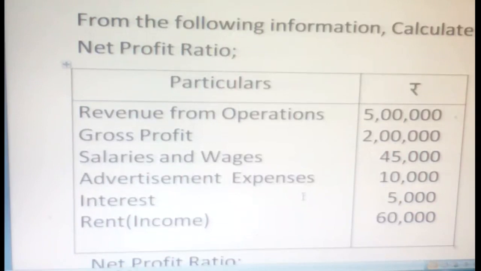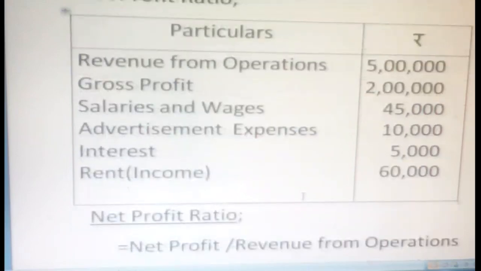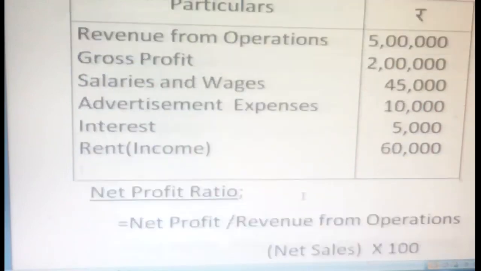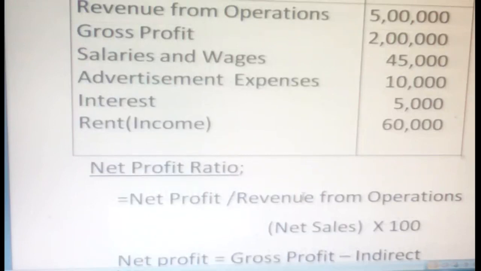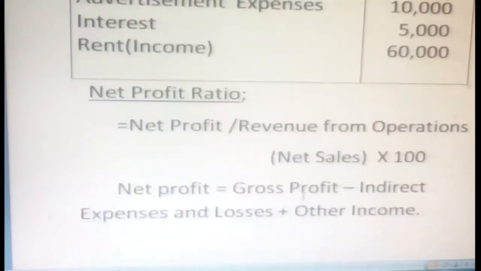Gross profit 2 lakhs. Then salaries and wages 45,000. Advertisement expenses 10,000. Interest 5,000. Rent they gave 60,000. So here, what is our formula for net profit ratio? Net profit divided by revenue from operations, nothing but net sales, into 100. Net profit is equal to gross profit minus indirect expenses and losses plus other income. So we get net profit very easily.